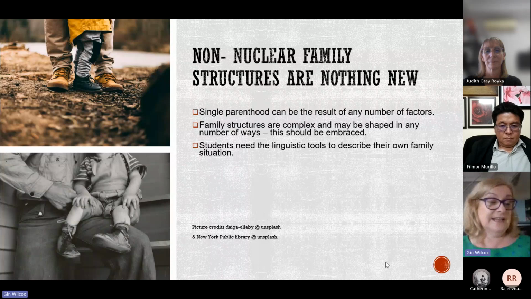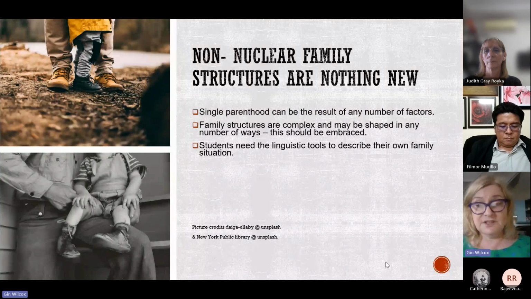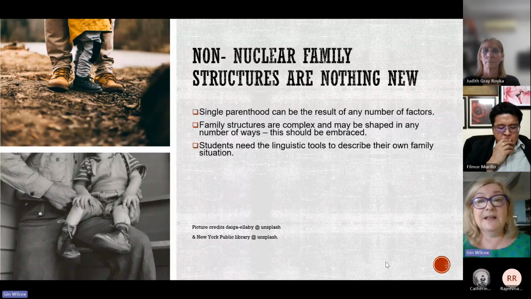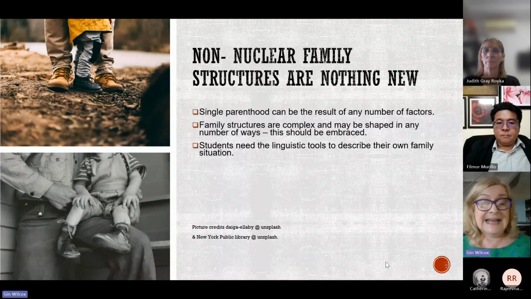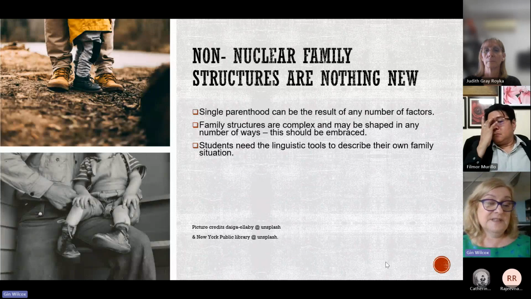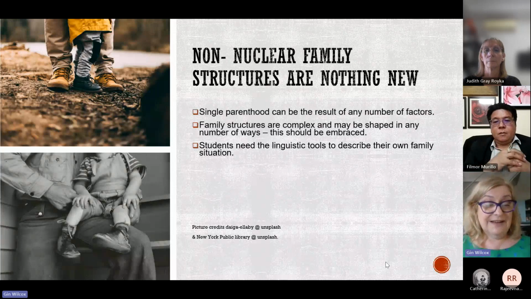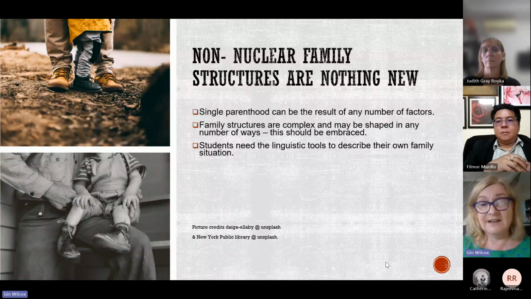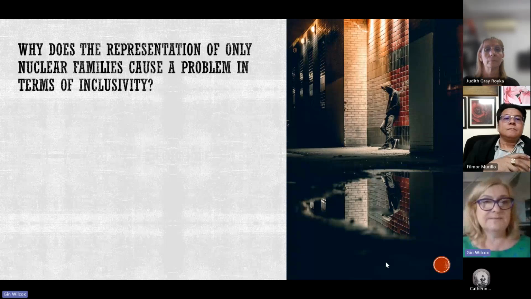Family structures that are non-nuclear or not heteronormative can cause real problems for students learning if all they see is the traditional model. And embarrassment could prevent them from speaking. They could become the subject of bullying. So the freedom to describe their family structure without censure or judgment is really important in the classroom, any classroom, but especially a language learning one.